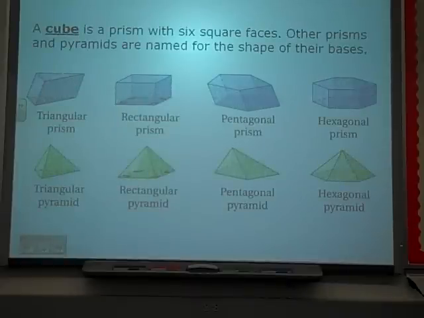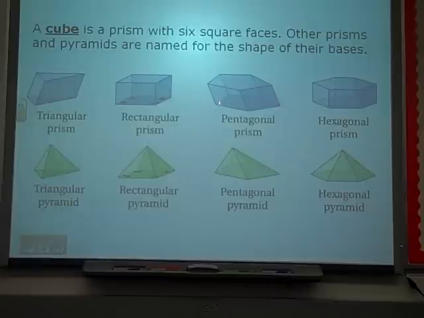Now, when you look at all of these polygons, you think, how are we going to name them? Well, we name them by looking at their bases. So notice this triangular prism, that both the base at the top and the bottom that are parallel are triangles. So, triangular prism. Here, the base at the top and the bottom that are parallel are rectangles, so rectangular prism.